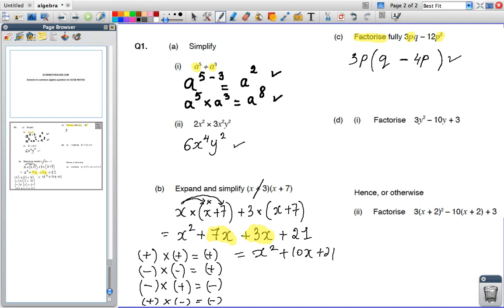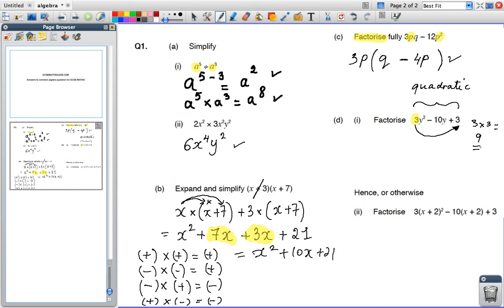Part D, factorize 3y squared minus 10y plus 3. Here you need to realize that it's a quadratic, so this is a quadratic. And this quadratic has a coefficient in front of the y squared. Whenever you have a coefficient in front of the y squared, you need to multiply that number with the constant here, the last number, together. So we're going to do 3 times 3, and that gives me 9.